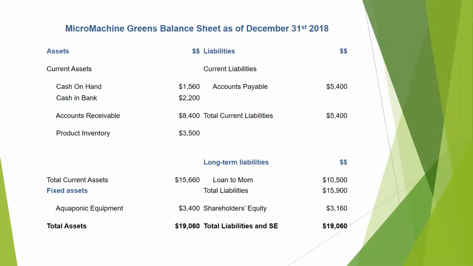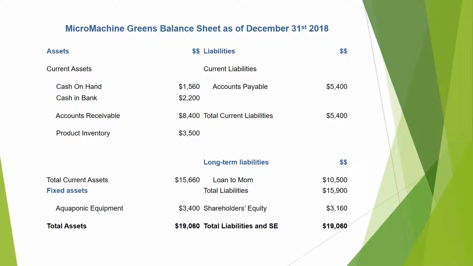So what we can see here is that we've got $15,900. If we were to go ahead and pay off all those bills, pay the accounts receivable, pay back Mom, using our total assets of $19,060, that leaves us with a remaining amount of $3,160, which is the shareholders' equity, aka net worth.